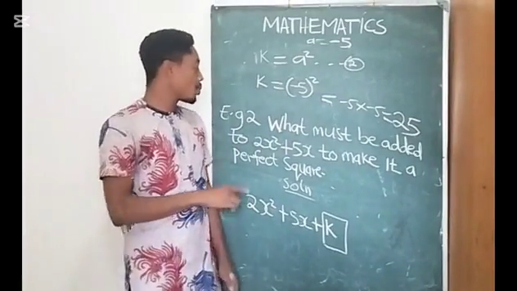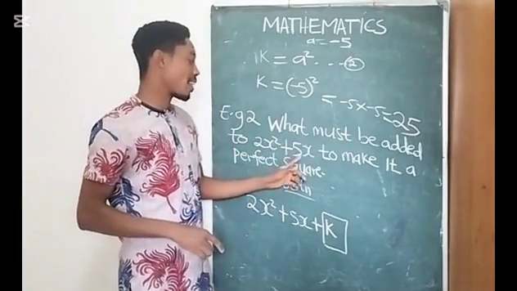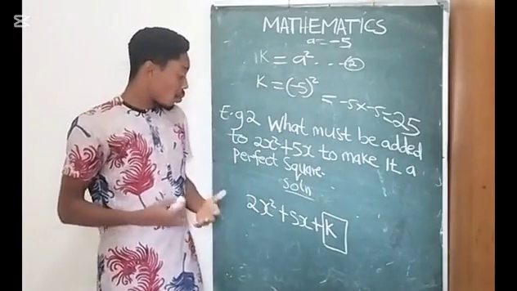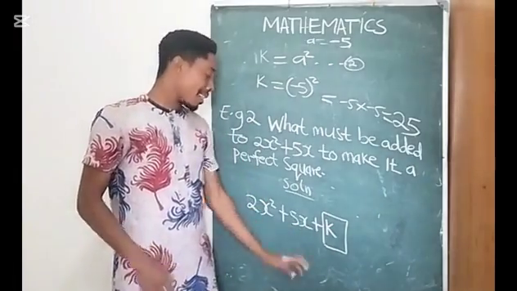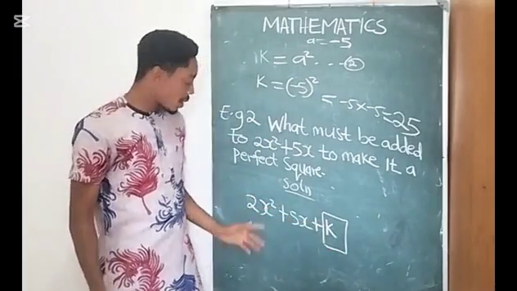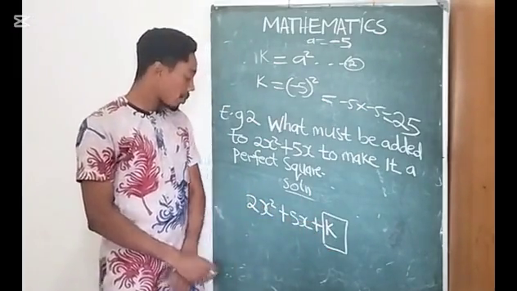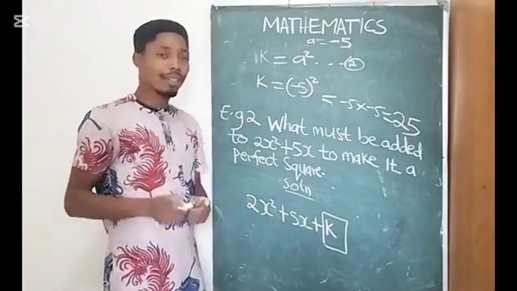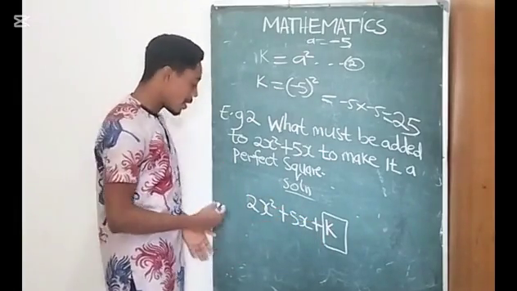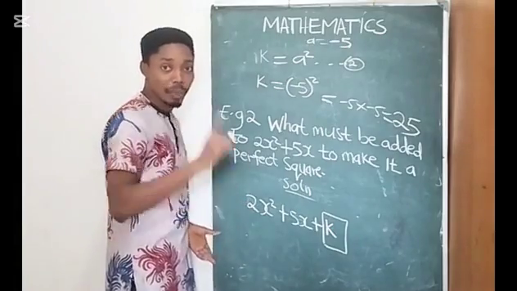So example 2, what will be added to 2x squared plus 5x to make it a perfect square? All right. Solution. What is that term? What would be the constant k so that this expression would be a perfect square? So the constant denoted by k. Now the first step is that the coefficient of x squared must be unity, must be 1.